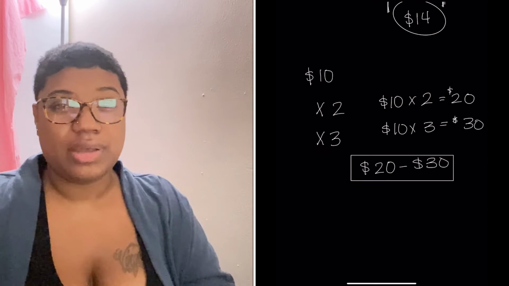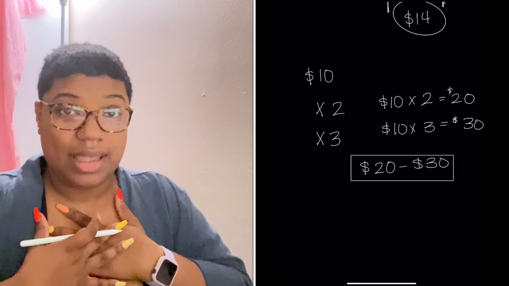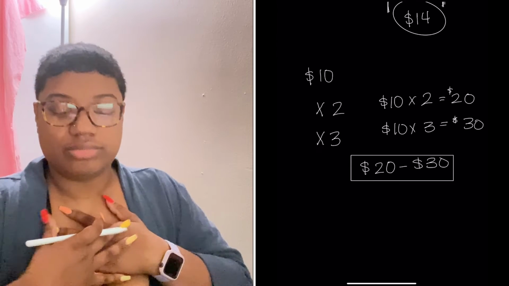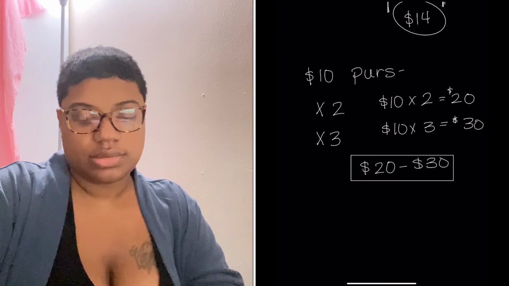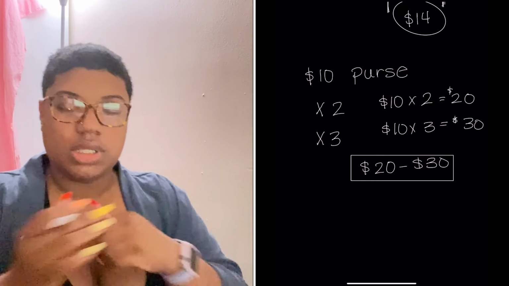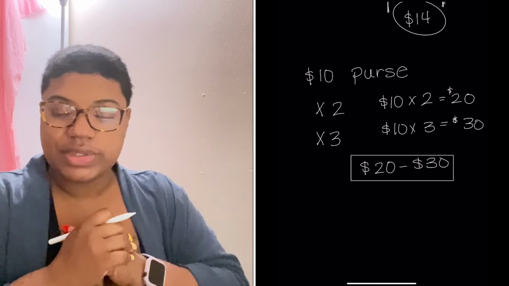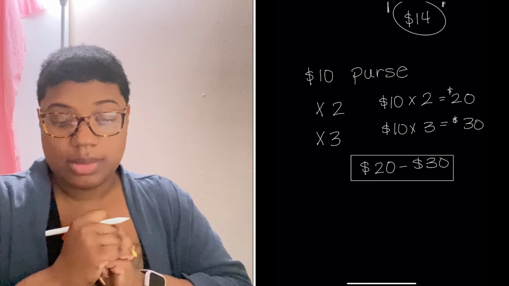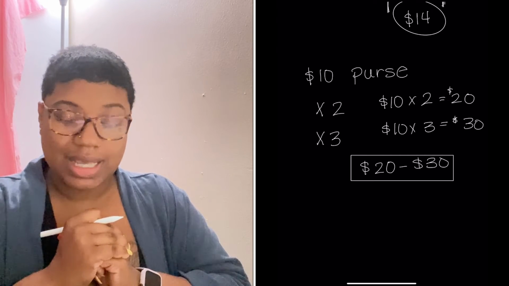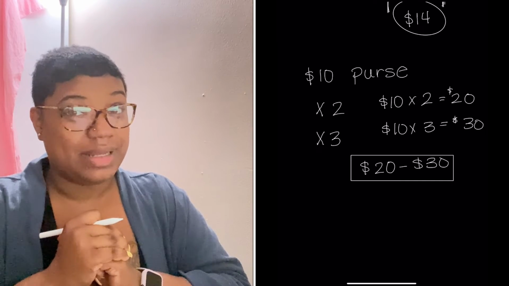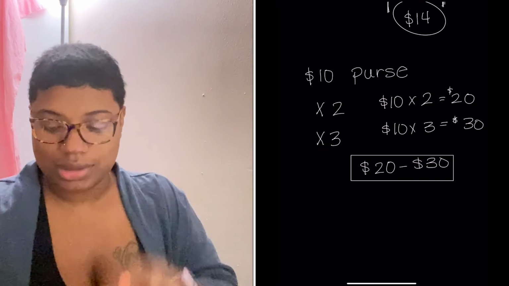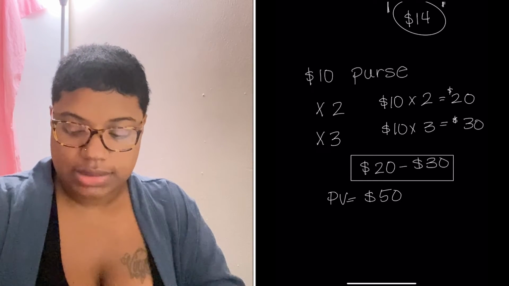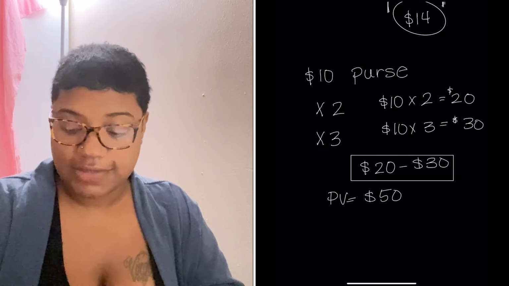But my personal value, how much would I pay for this item? Let's just say it's a purse, okay? So now I'm like, I could charge between $20 to $30 for this purse, but how much would I be willing to pay for it? So I might say, I think I will honestly pay $50 for that one. Like, that's a nice purse, hypothetically. So I say my PV equals $50, because personally, I'd be willing to spend $50 for this purse.